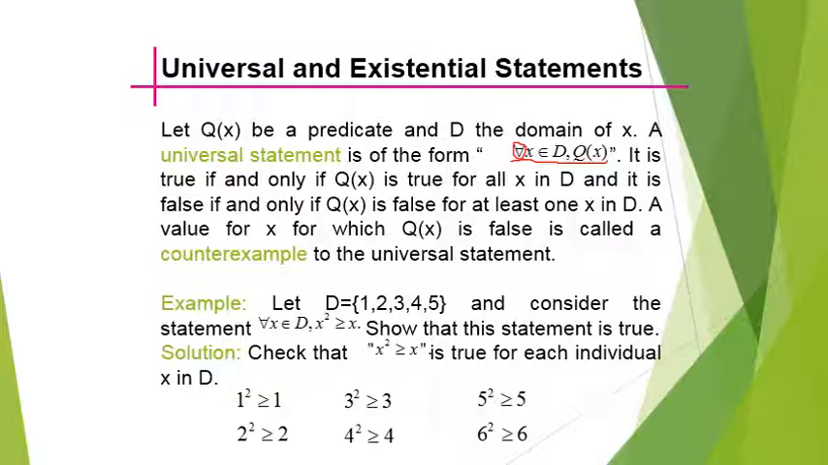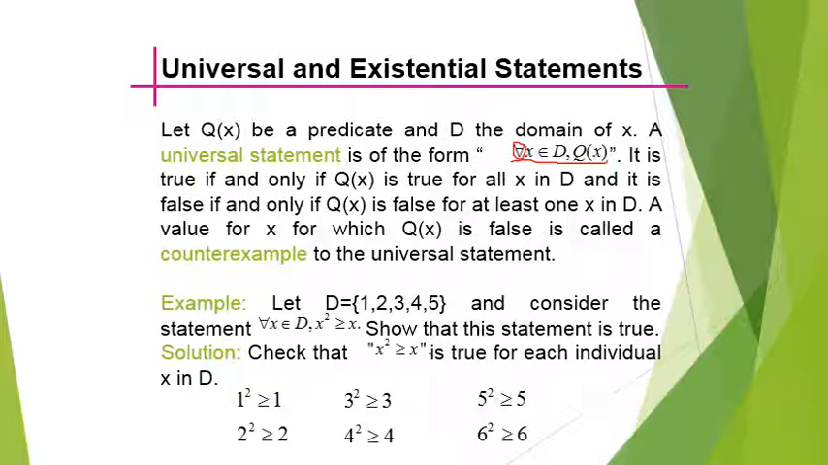So now let's come to an example of this universal statement. Let D be {1, 2, 3, 4, 5} and consider the statement: all X belonging to D, X square is greater than or equal to X. Show that this statement is true. So basically it is given that this universal statement is a true statement, but we are just going to show it.